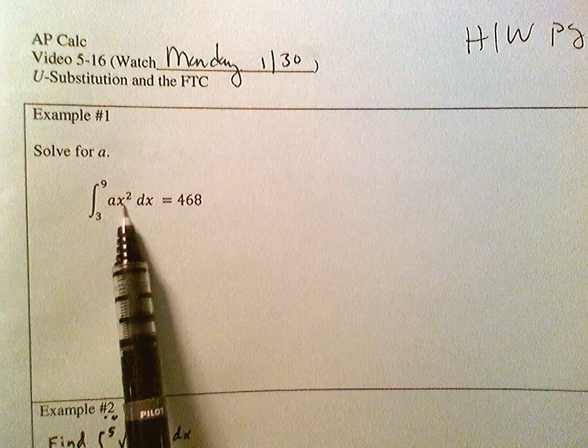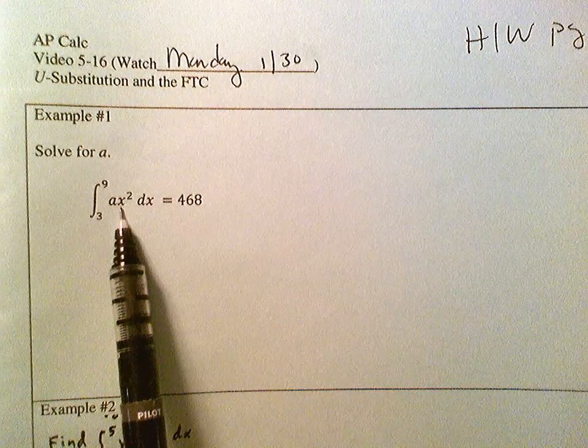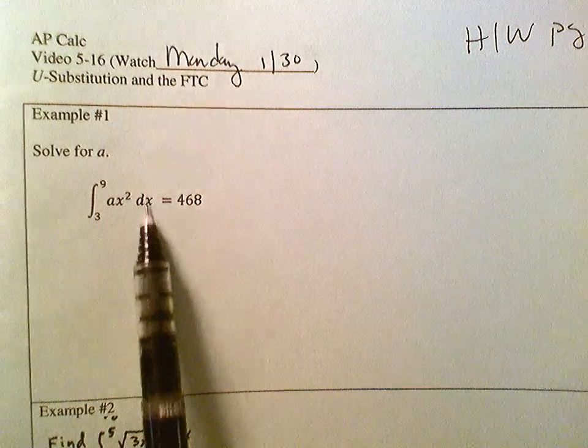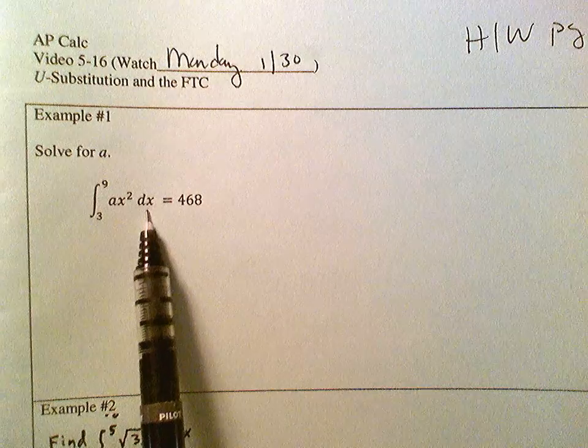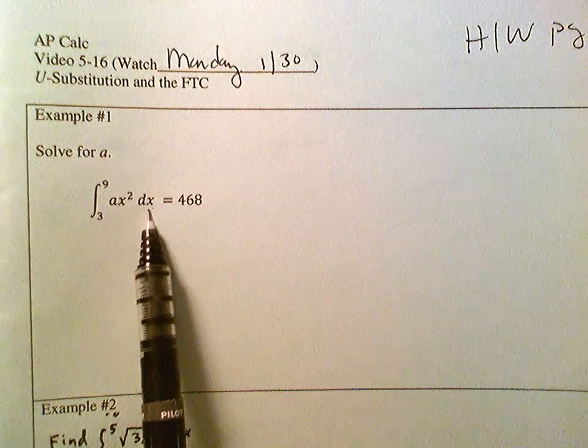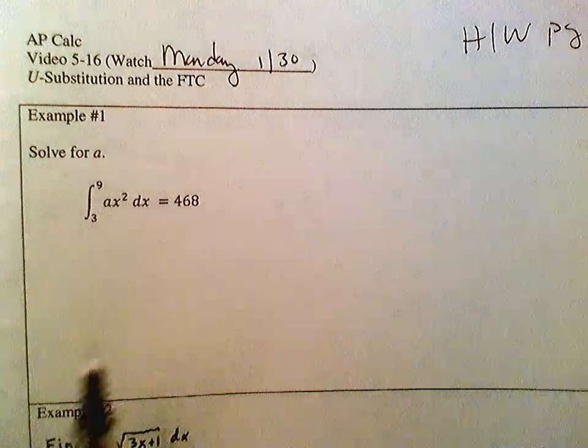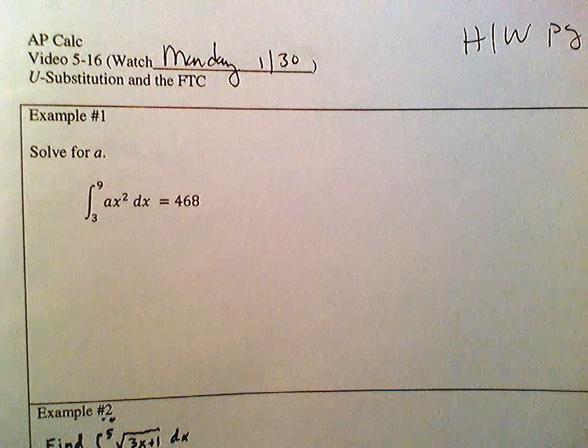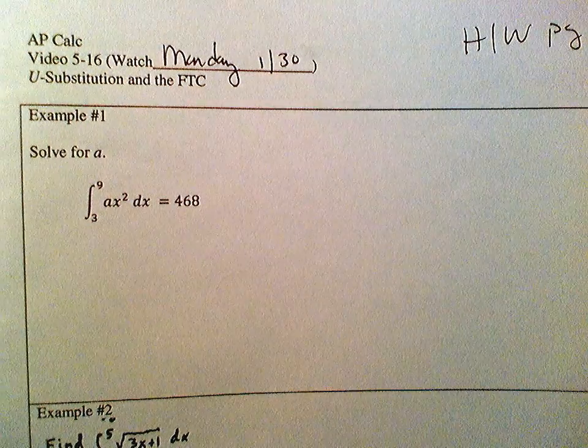Now, guys, just something about notation. Some people might ask, what's the variable? Is a the variable or is x the variable? This is what tells you. This dx at the end is telling you what the independent variable is. So it's x.